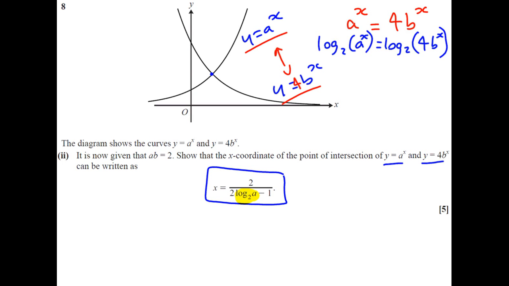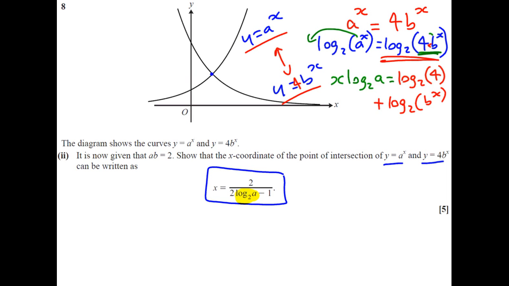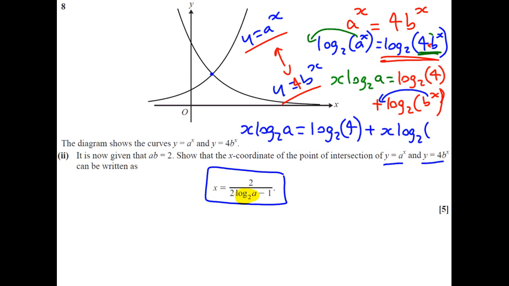Now we need to use our log laws to try and simplify. Log laws state that we can bring our power to the front on the left hand side, not quite on the right hand side yet, because it needs to be everything to the power, and at the minute the 4 isn't to the power of x, so we'll deal with that in a second. So it's x log to base 2 of a. On the right hand side we're going to use a different law: when you're multiplying, 4 times b to the x, you can add logs. Log to the base 2 of 4 plus log to the base 2 of b to the x. Now we can bring down our power of x. So it's x log to the base 2 of a equals log to the base 2 of 4, we'll talk about this in a second, plus x log to the base 2 of b.